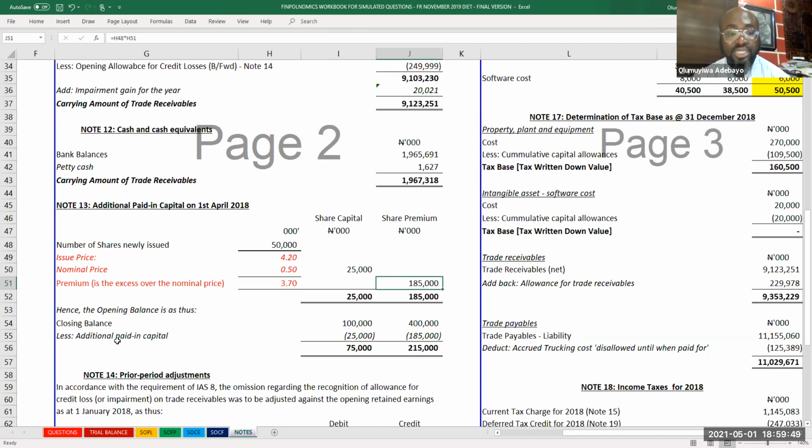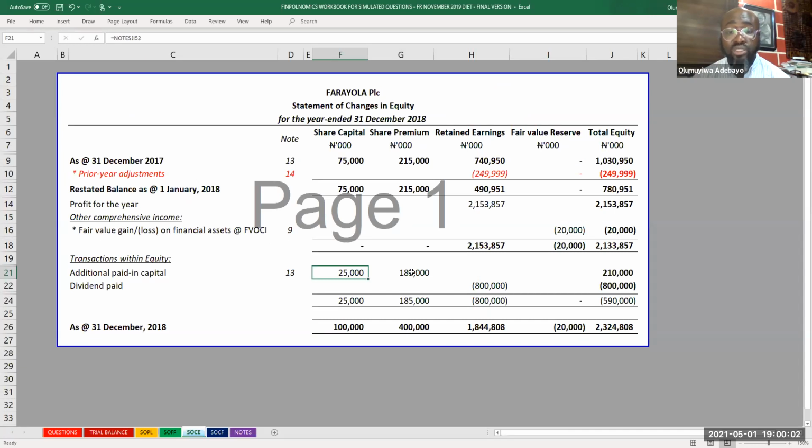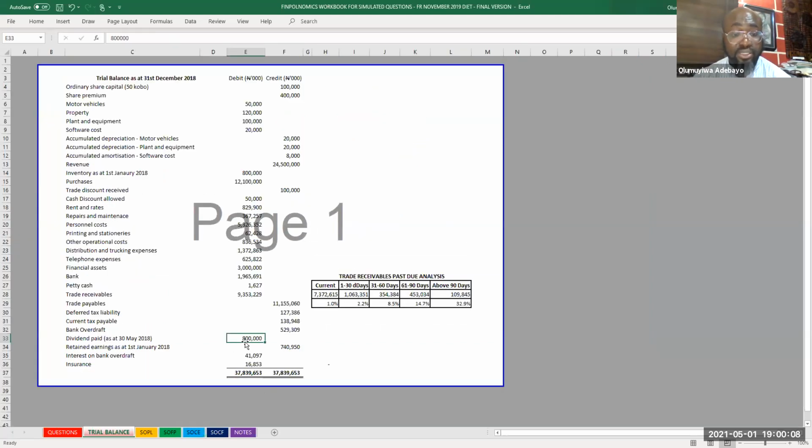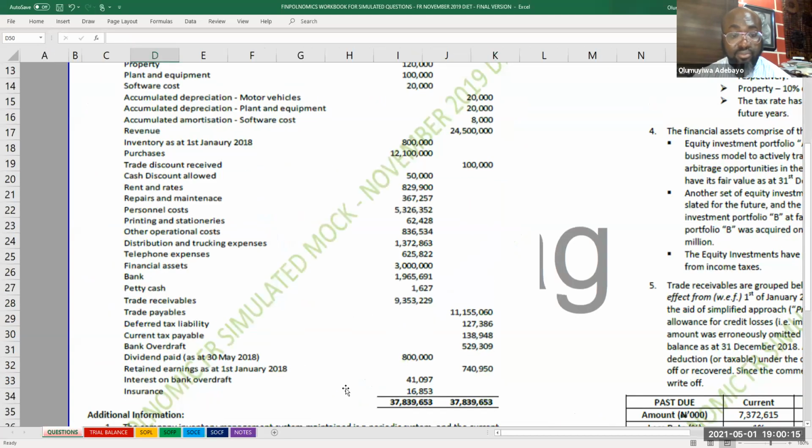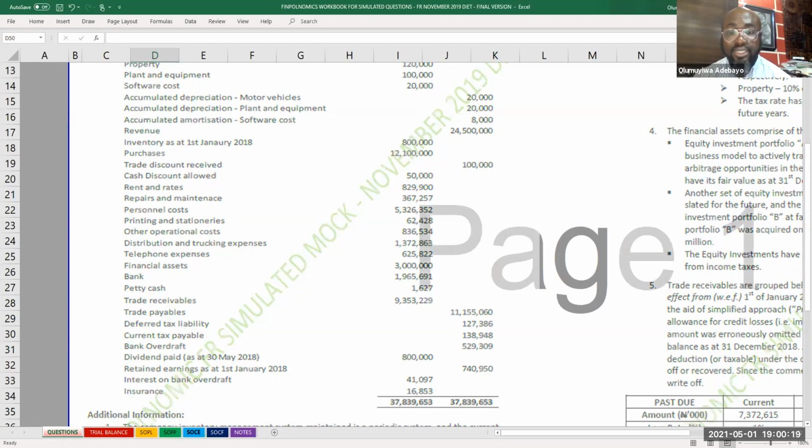Okay. And this is how we determine the opening balance before the new shares, by working back. Okay. And that is what influenced what we did here with respect to the statement of changes in equity. That's how we got it. And dividend was paid, which was from the trial balance. You can see the amount of dividend paid, which flows from the trial balance, which you have here, 800 million. Okay, that is that.